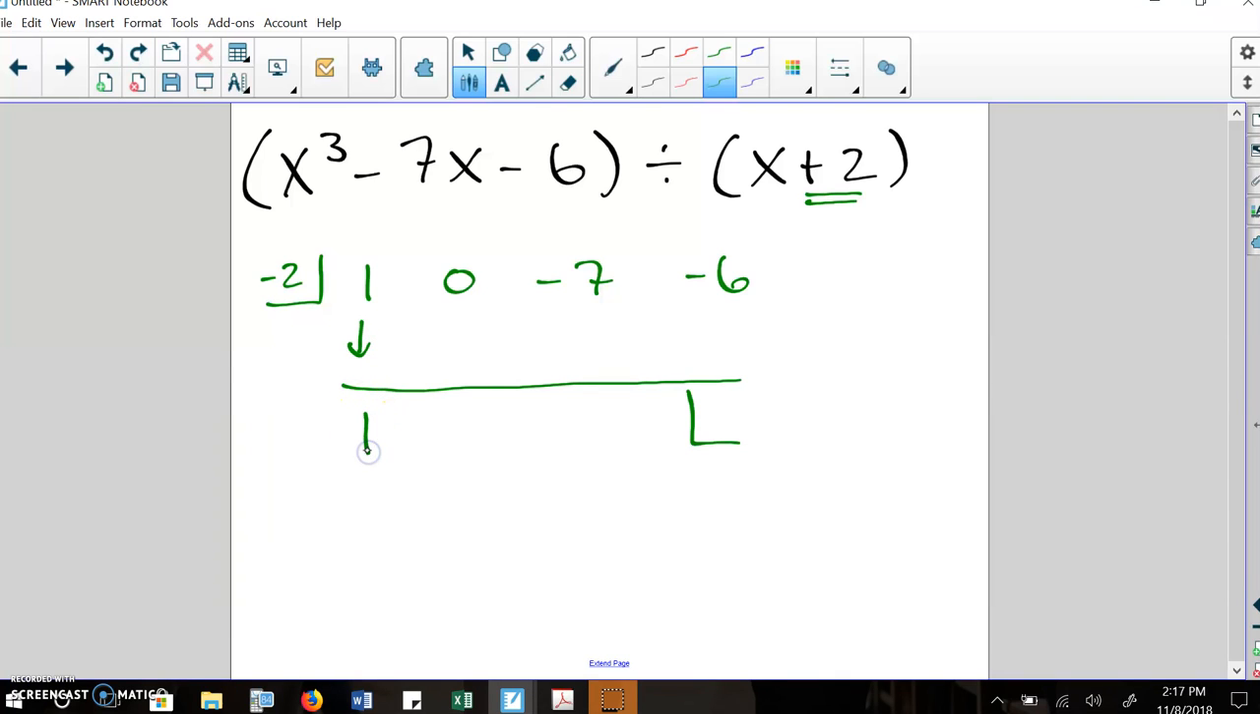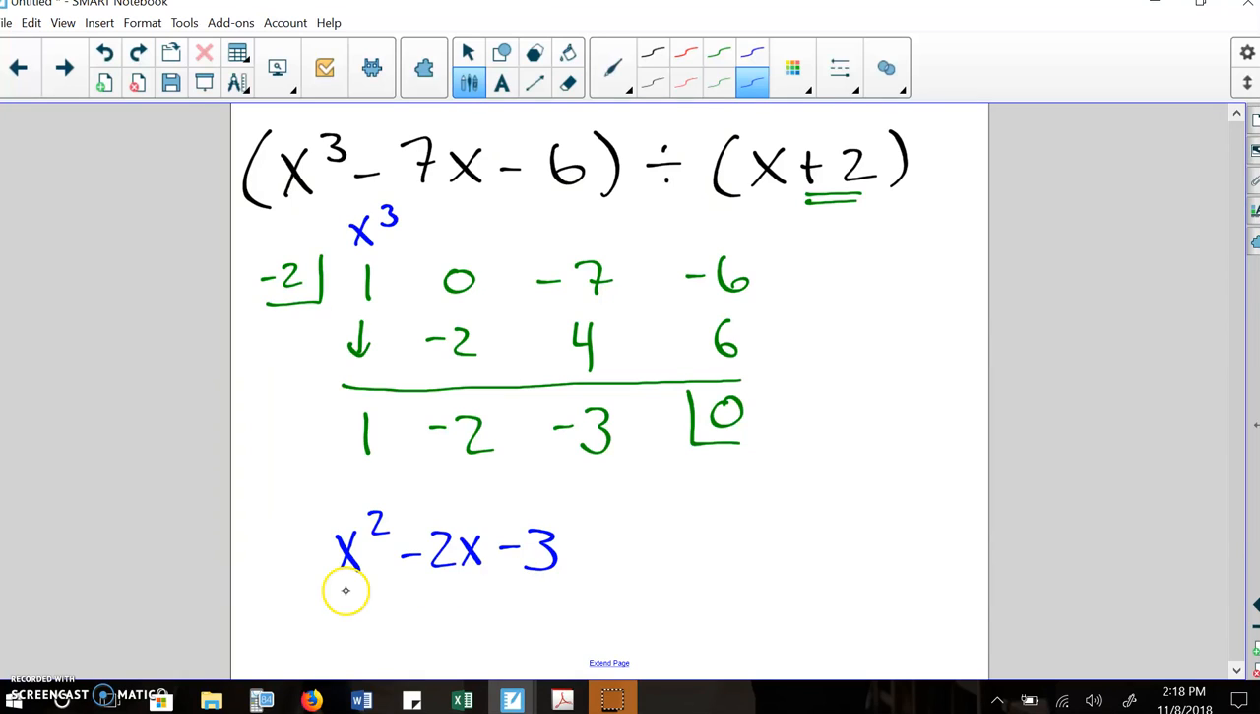Then we'll start this process. We'll have 1, drop the 1 down, multiply by the number in the box, add in the middle: 0 plus -2 is -2. -2 times -2 is 4. -7 plus 4 is -3. And then -3 times -2 is 6. We get a remainder of 0. This started out as an x cubed. Everything's going to decrease by 1 power as we go down the line here. So instead of an x cubed, it would be 1x squared minus 2x minus 3.